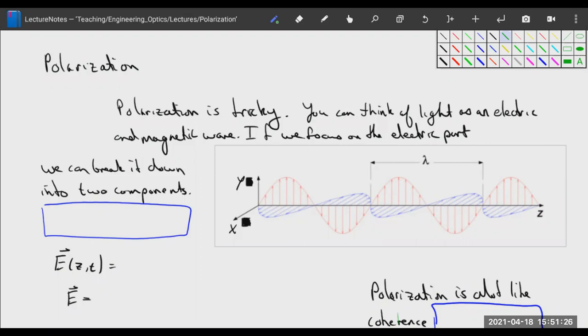So today we're going to talk about polarization. Before we jump in, I want to do a caveat of sorts.